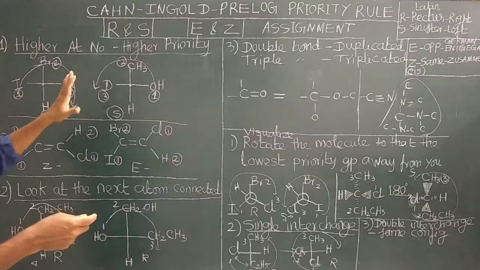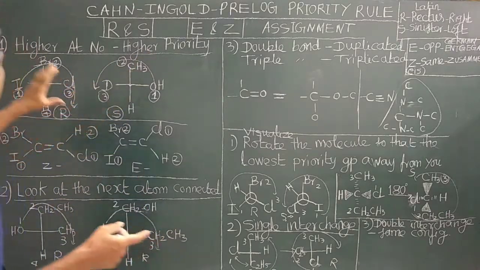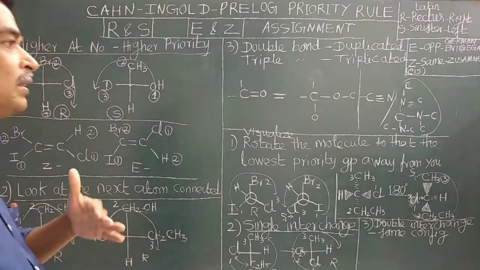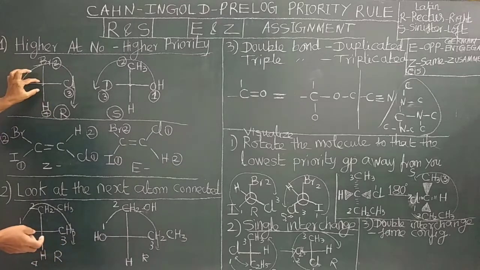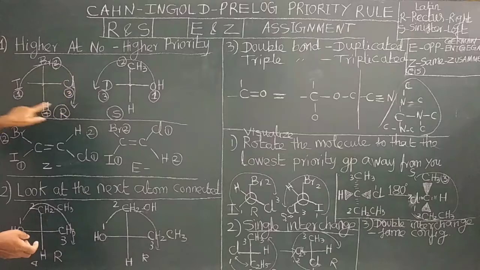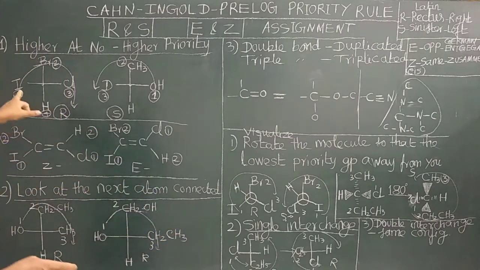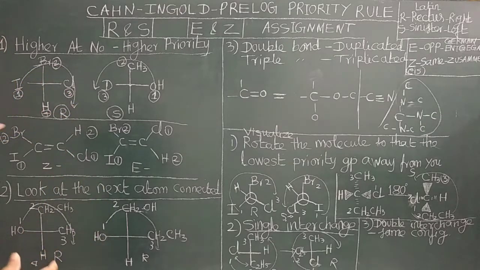The first rule says, the higher the atomic number, the higher the priority. If the atomic number is higher, it will be given the highest priority. Look at the example: this is an asymmetric carbon atom connected to four different groups. What is the valency of carbon? Carbon valency is 4. Therefore, four different atoms are attached to this carbon atom, and it is an asymmetric carbon atom.